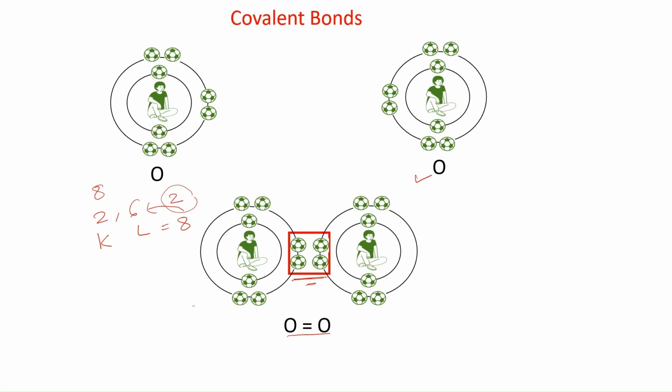So for this first oxygen atom, the number of valence electrons now becomes 1, 2, 3, 4, 5, 6, 7 and 8. Similarly, for this oxygen atom also 1, 2, 3, 4, 5, 6, 7 and 8. Correct? So both the oxygen atoms share two pairs of electrons. They became octet stable and formed the oxygen molecule.